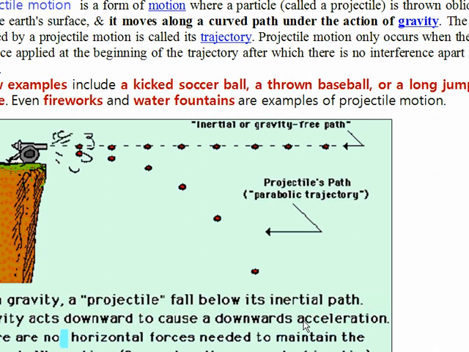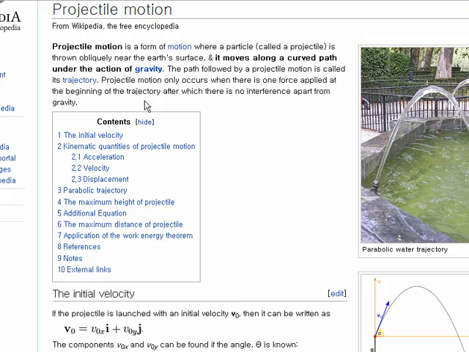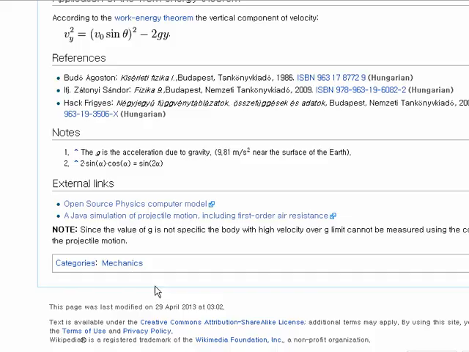We can find information on projectile motion from many different resources, and you can easily find some explanations, applications, and references as well.